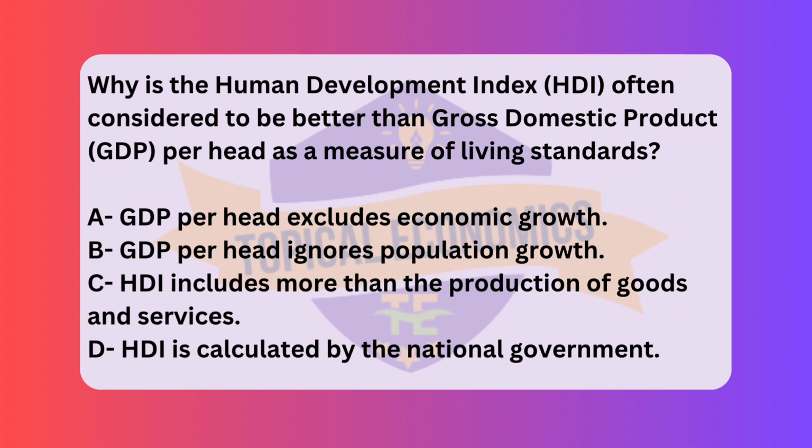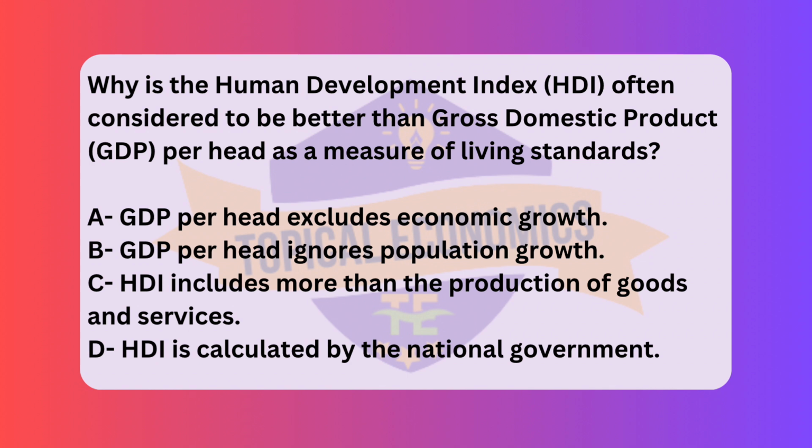Option A, GDP per head excludes economic growth, is incorrect. GDP per head is a measure of economic output per person, and it is directly linked to a country's economic growth. Economic growth is reflected in the increase in GDP, and this will usually result in higher GDP per head. However, GDP per head does not consider the distribution of wealth, health, or education, which is why it's a limited measure of living standards.